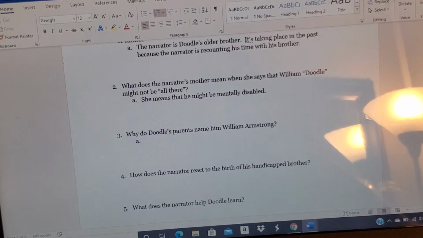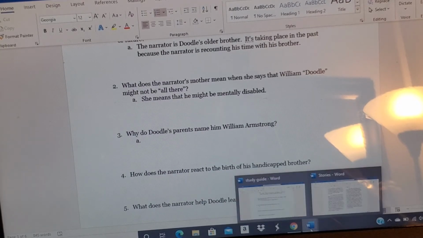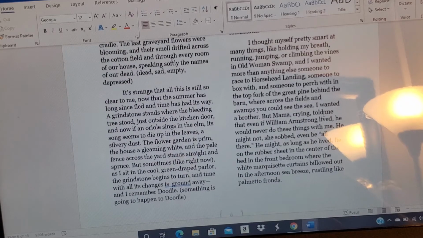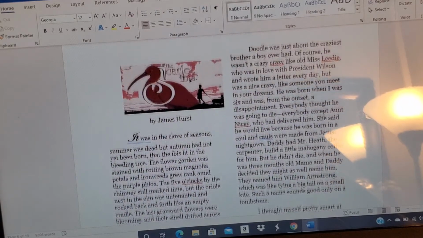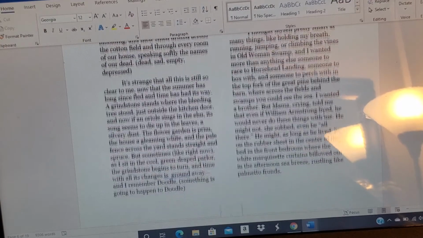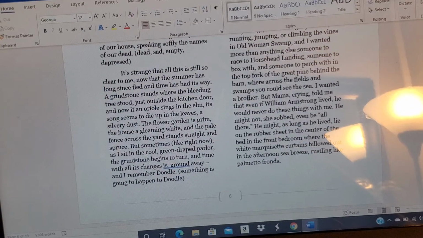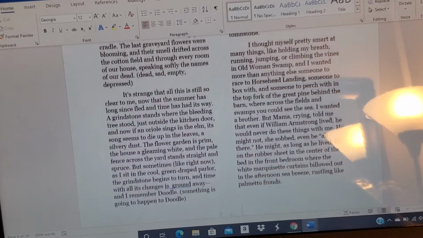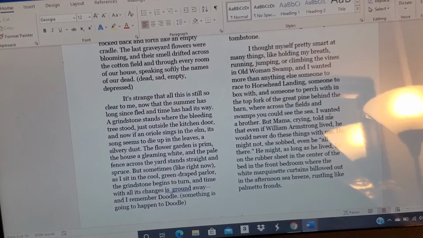Now, why do Doodle's parents name him William Armstrong? Well, let's find out. Oh, right here. I wanted a brother, but Mama crying told me that even if William Armstrong lived, he would never do. Where's the first mention of William Armstrong?